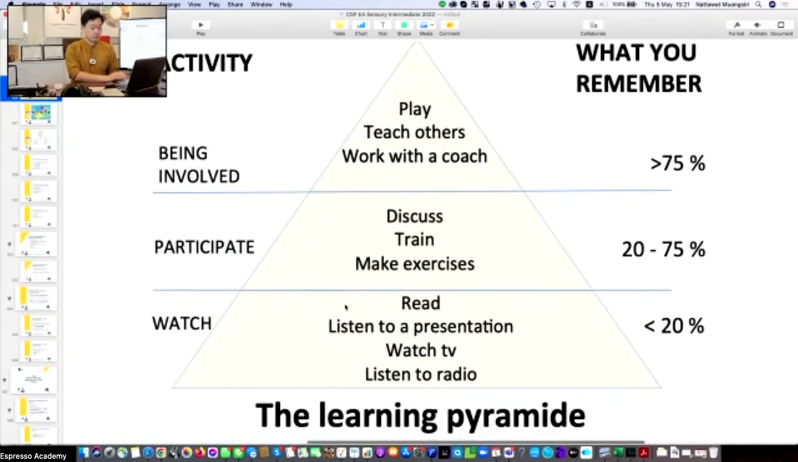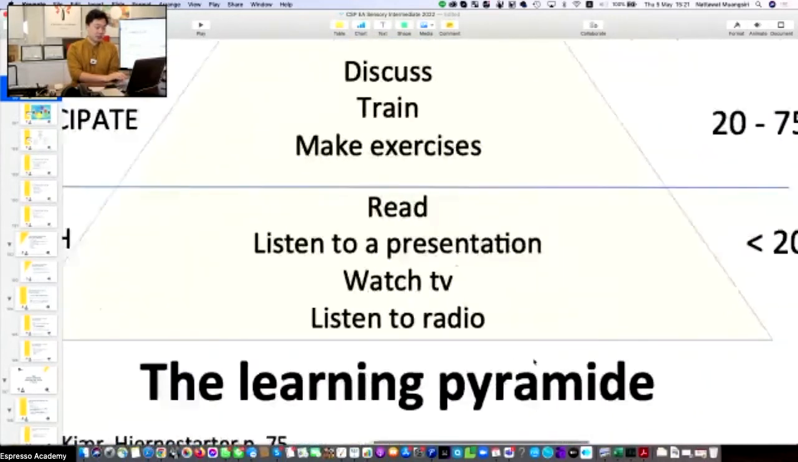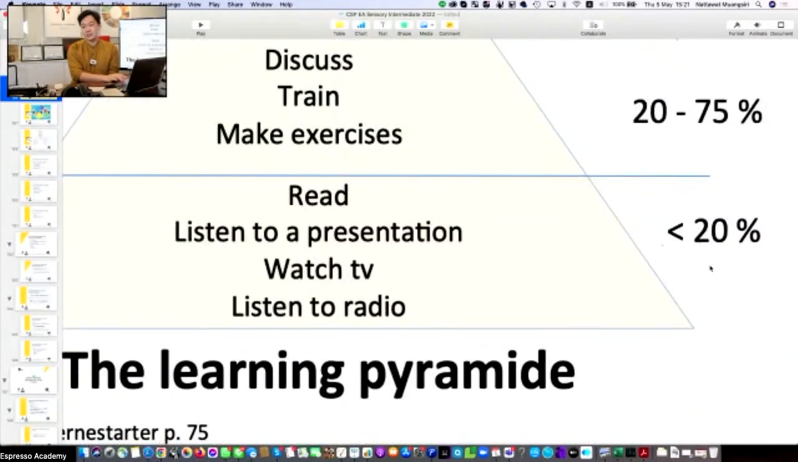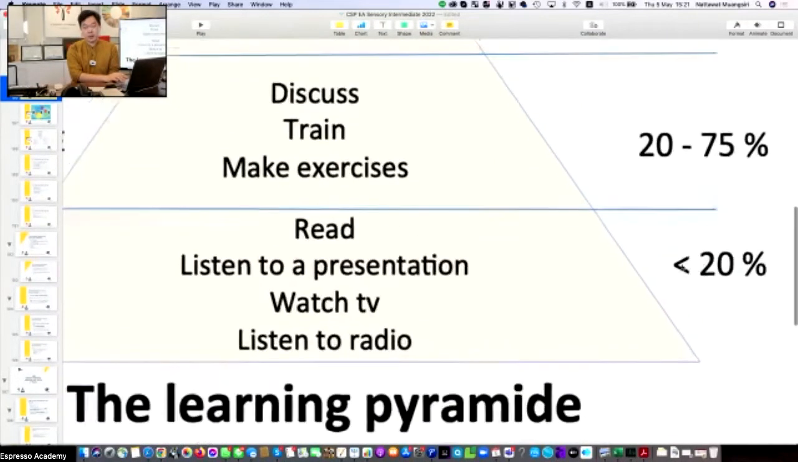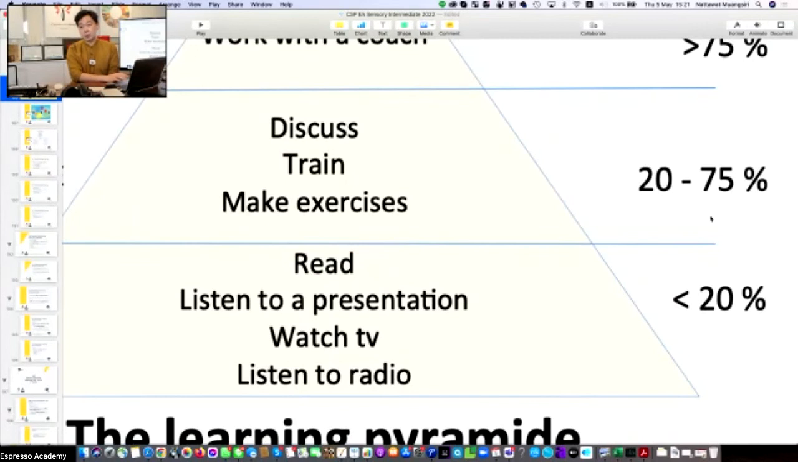What you remember, because we are now at the bottom. We are now at the 20%, okay? Because we only watch, read, listen to the presentation, watch TV, listen to radio. That's only 20%, okay? That is why next week we need to discuss, train, and make exercise to get that 20% of what you remember up to 75%, okay?